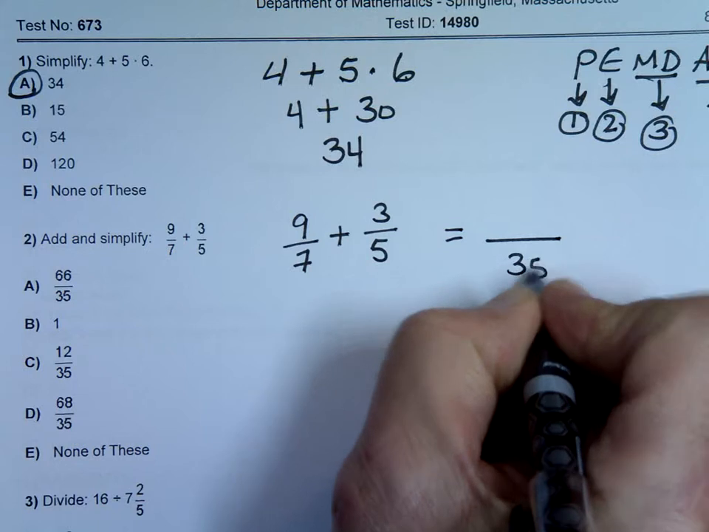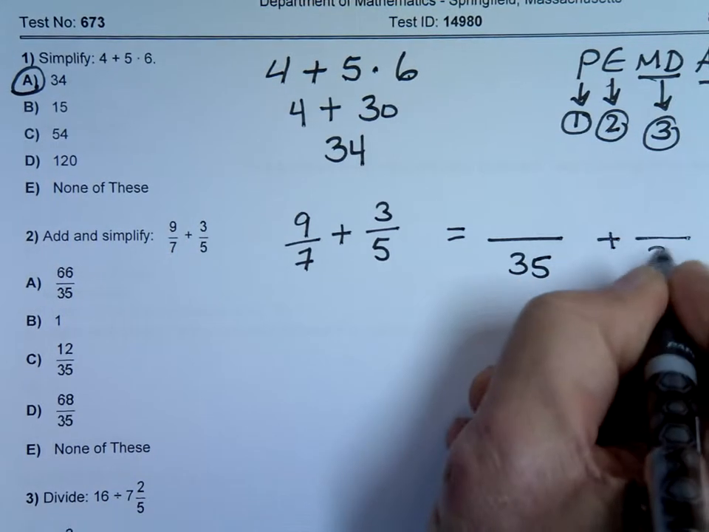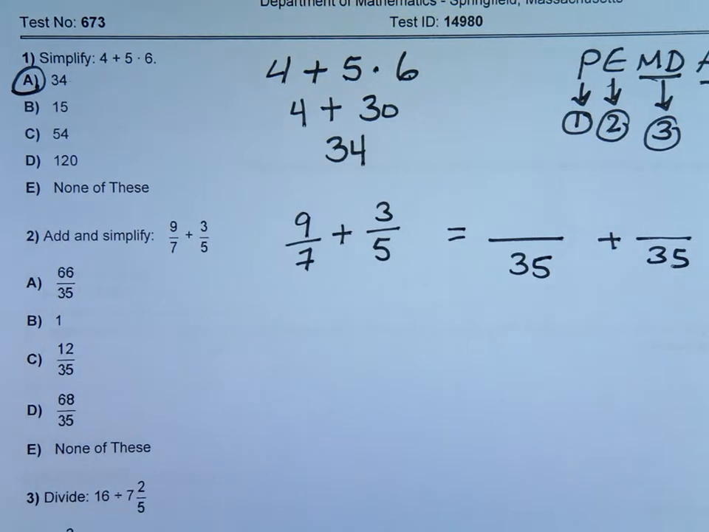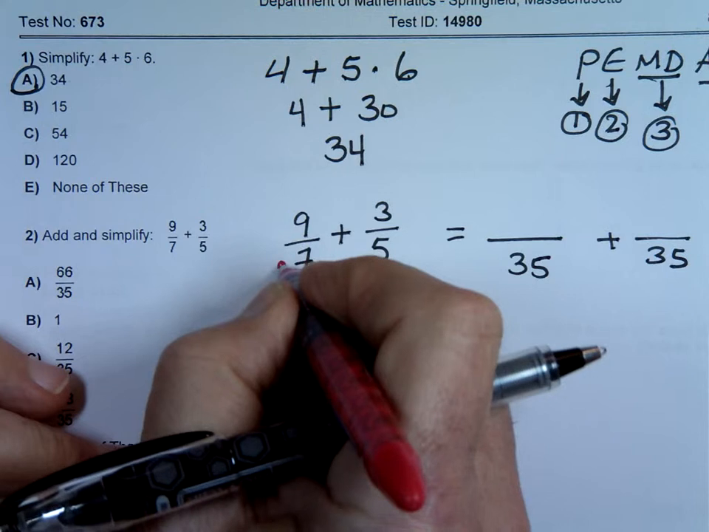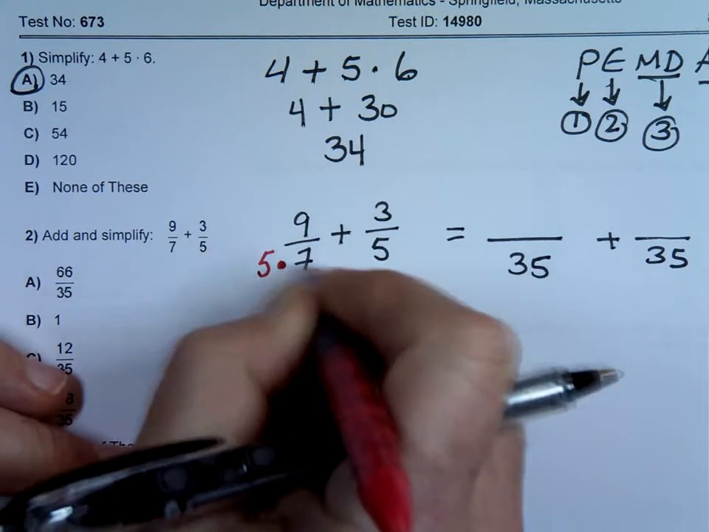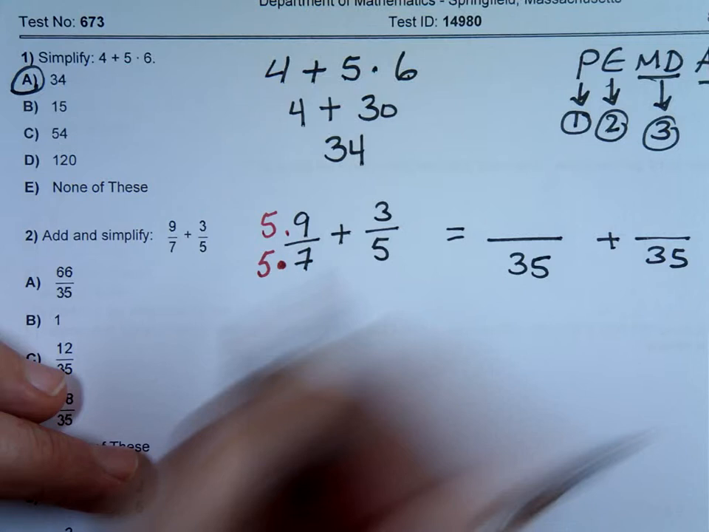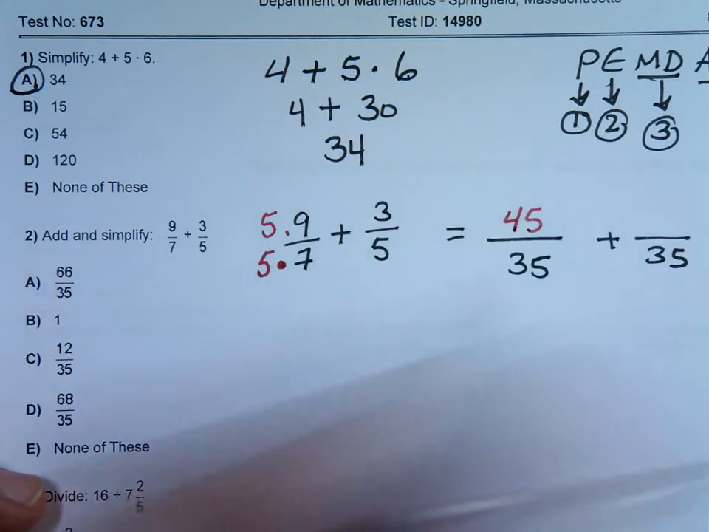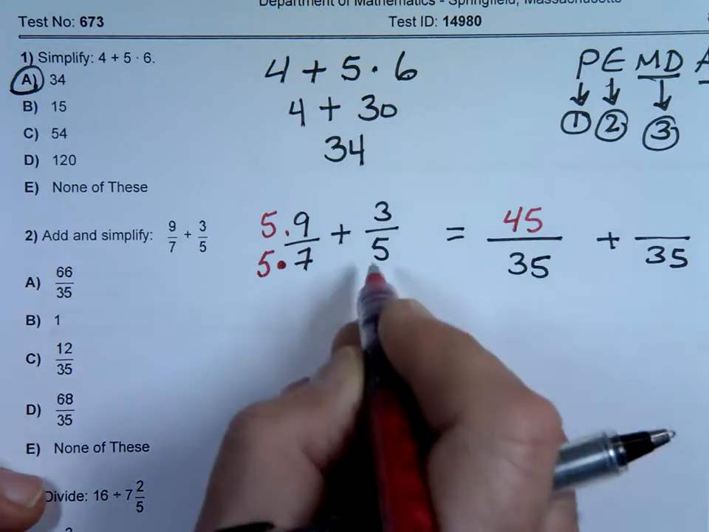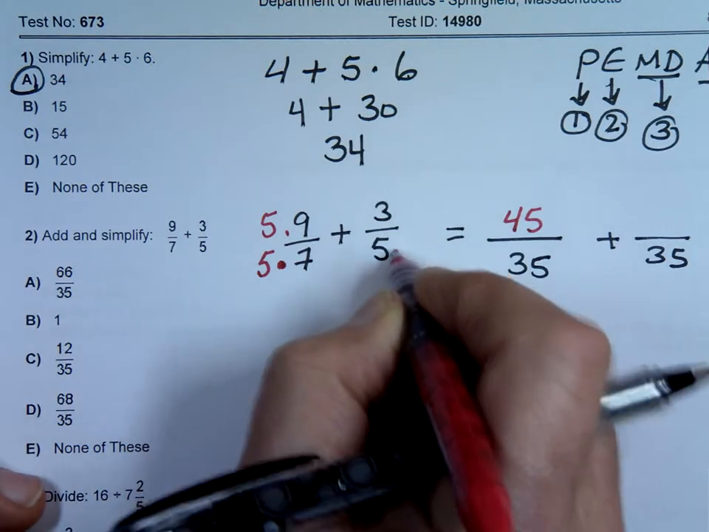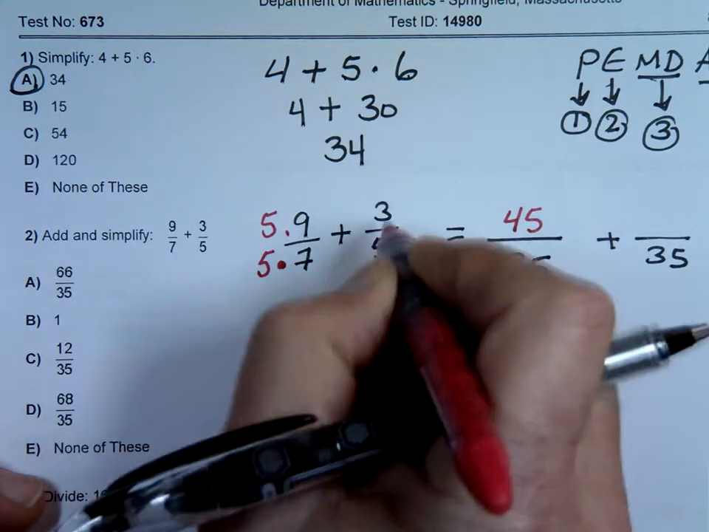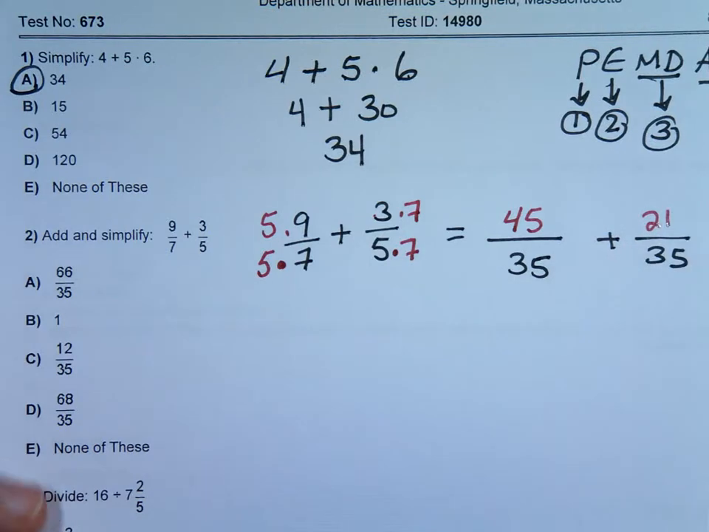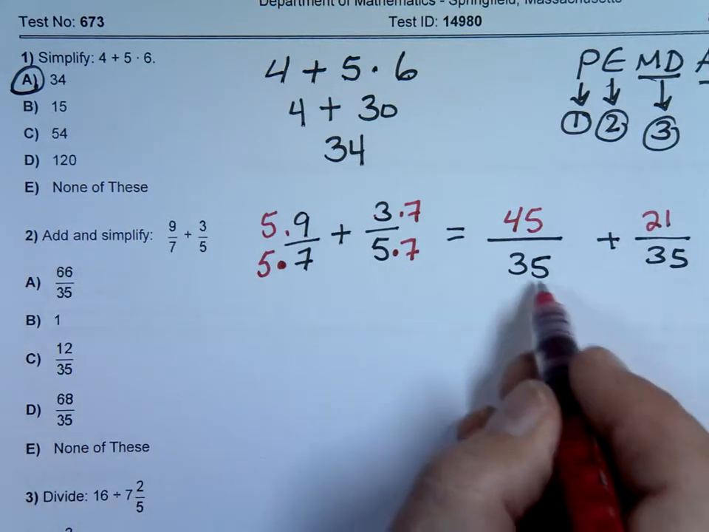So I can make the bottom or the denominator 35 for both of them. To make the 7 somehow turn to 35, you'll have to multiply it by what? By 5. If you multiply the 7 by 5, you're going to multiply the 9 by 5. What's 5 times 9? 45. To change the 5 to 35, you'll have to multiply it by 7. 3 times 7, 21. Now both of these numbers are the same.